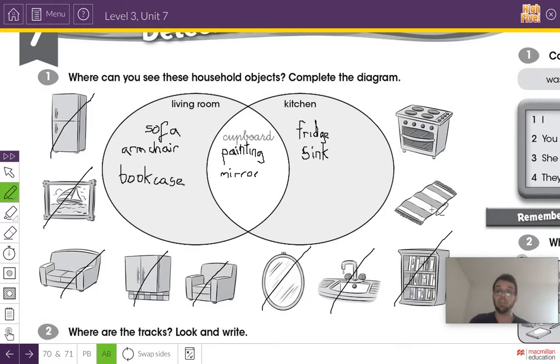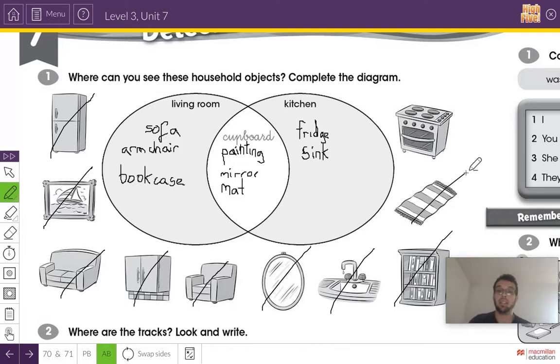Okay, 2 more. This one, what was the name of this? Look in the book. That's right, it's a mat. Now we can have a mat anywhere in the house. So we'll write it here in the middle because you can have it in the kitchen or in the living room. All right, so let's write here. Mat. Good.